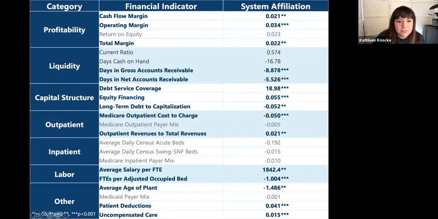I'm going to leave this up for a second so people can look through. The bolded financial indicators are ones that we found significant results for. And so you can see overall, there's a lot of stars, a lot of bold. I don't think it's a surprise to many people that there was a significant relationship between system affiliation for critical access hospitals and impacts on financial indicators.